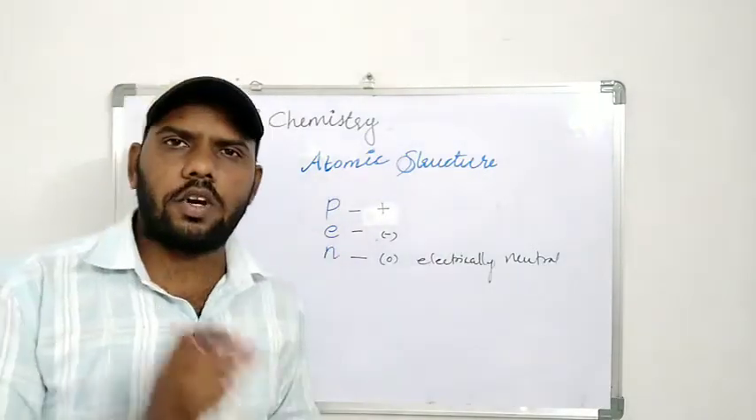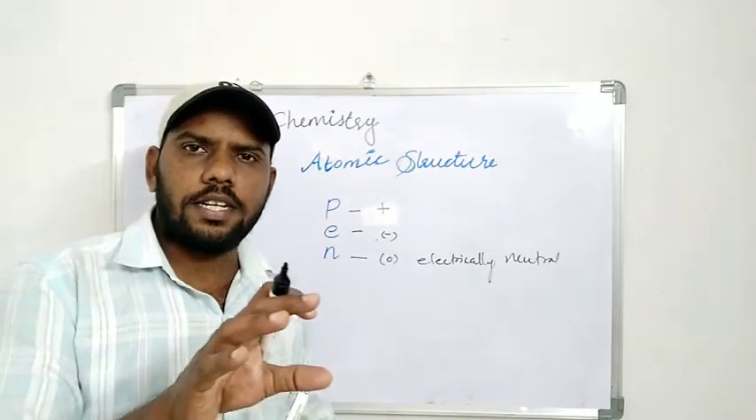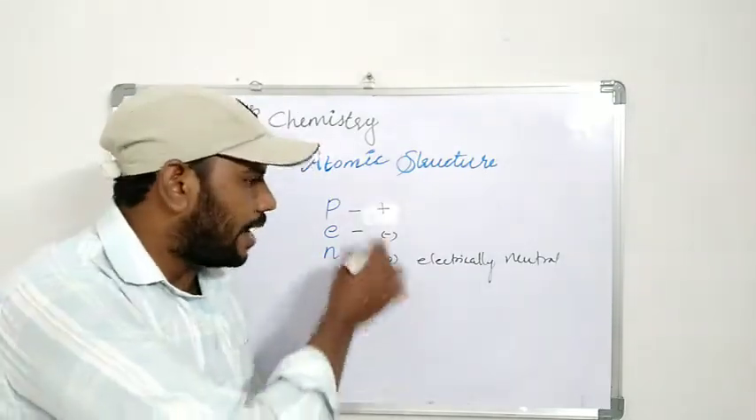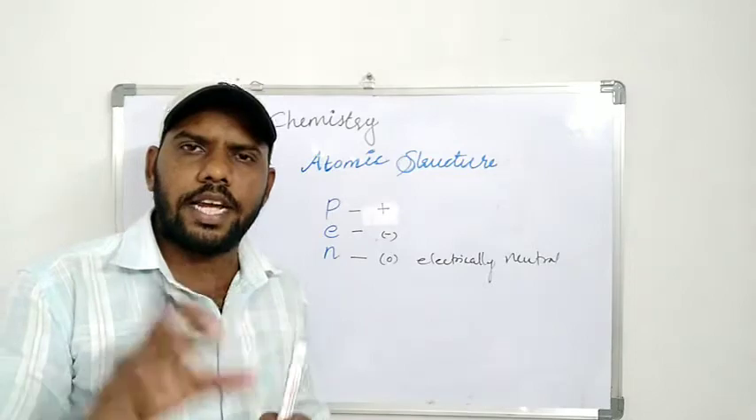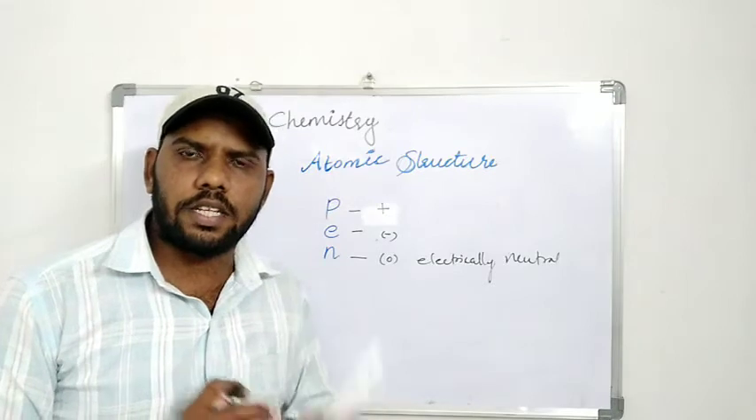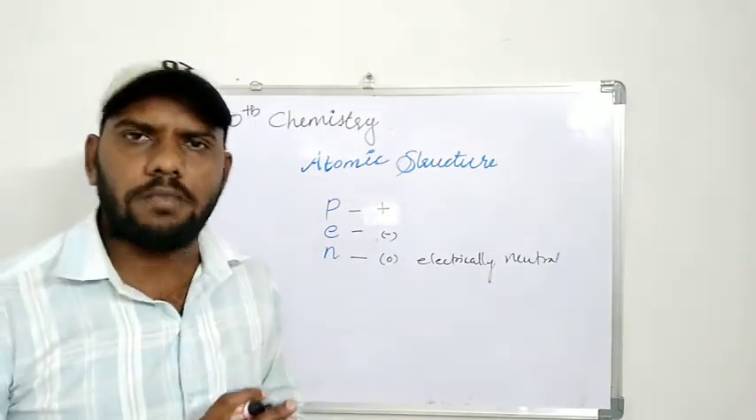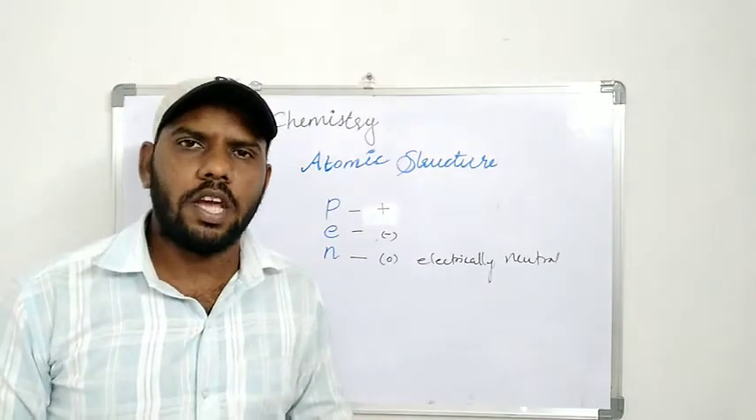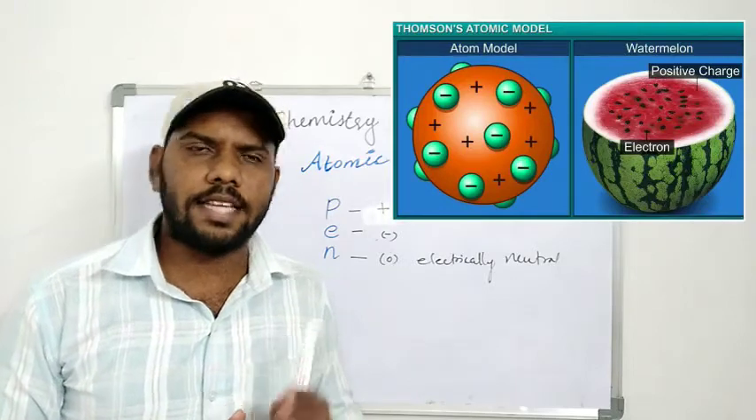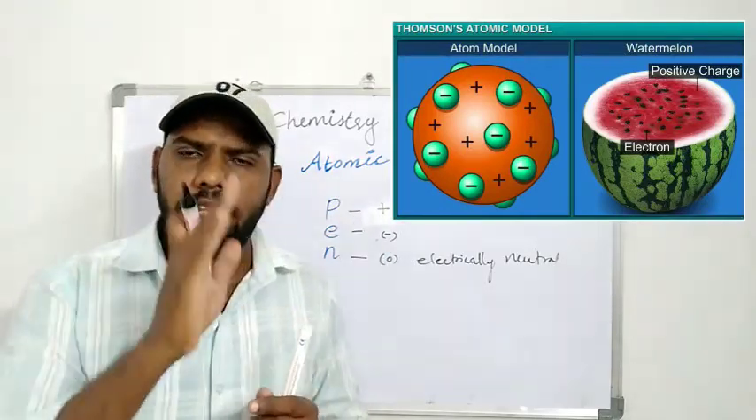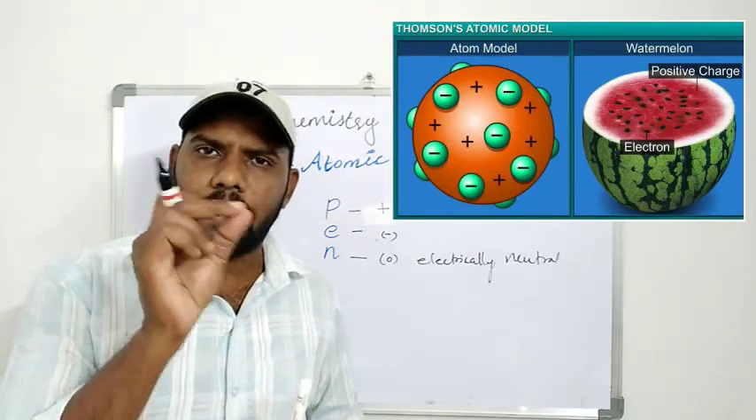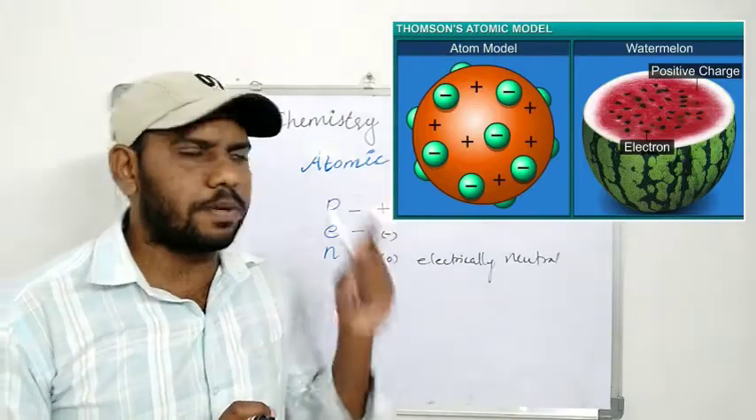So how are the proton, electron, and neutron arranged in the atom? That is what we know as atomic structure. How do these subatomic particles arrange in matter or in an atom? In the ninth class we studied three scientists. J.J. Thomson's atomic model is the plum-pudding model, the same as a watermelon. The red fibers are the positive charge, and the black seeds are the negative charge, as per J.J. Thomson.